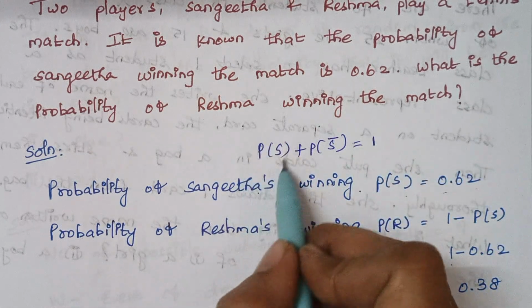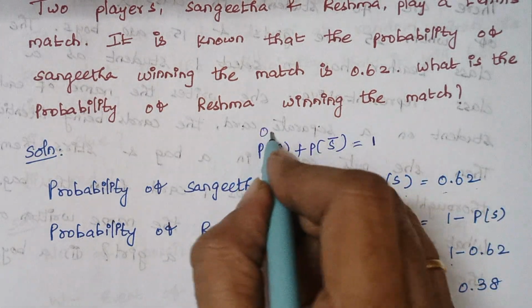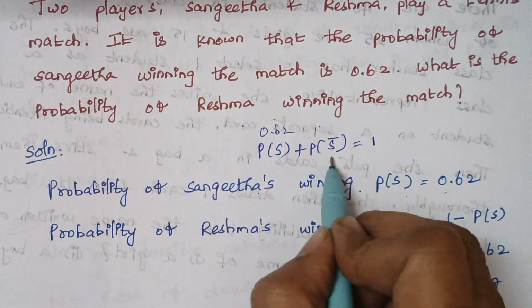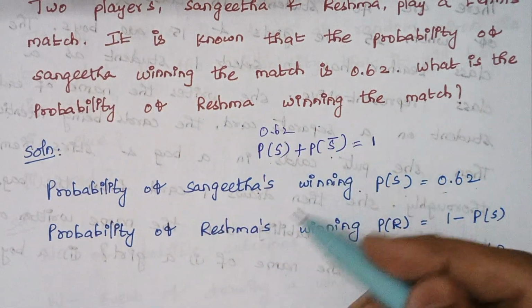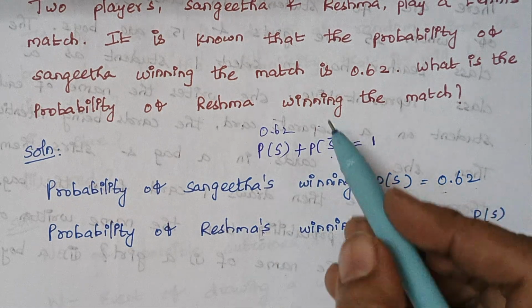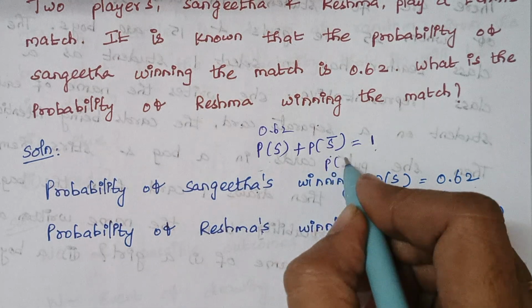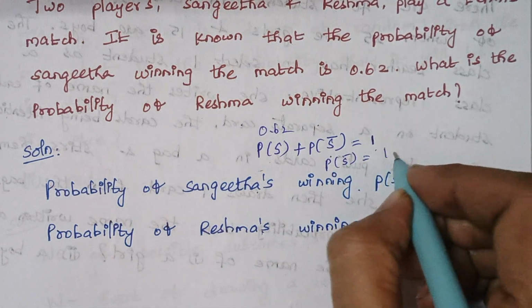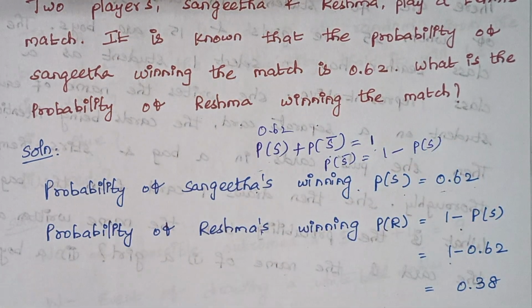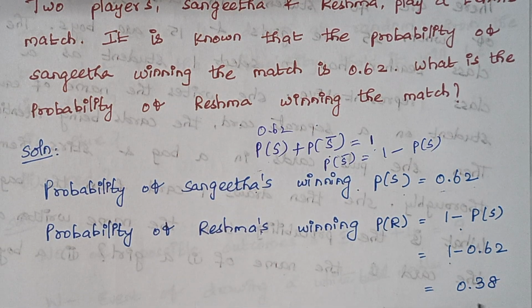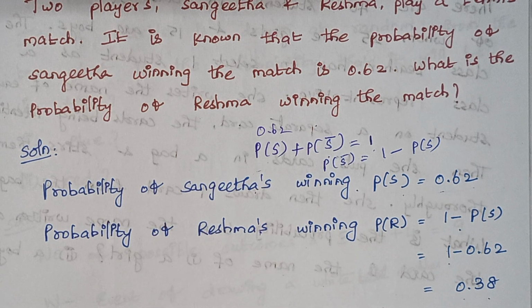So here Sangeeta is winning, this is given, it is 0.62. When Sangeeta is not winning, obviously who will be winning? Reshma will be winning, right? So here the same concept. In order to find the probability of Reshma winning, you have to subtract 1 minus P of S, which I had done here. So here the answer is 0.38. Hope you understand this problem, right?